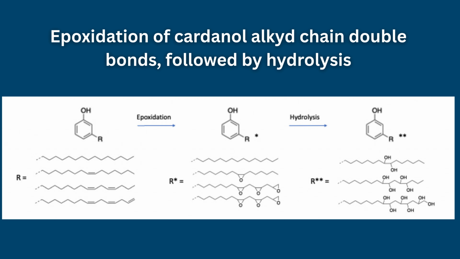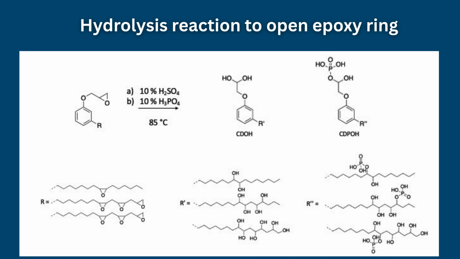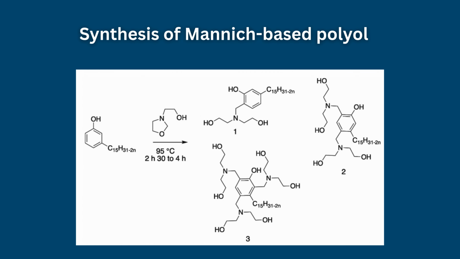Epoxidation of these double bonds using oxidizing agents such as peracids or hydrogen peroxide generates epoxide intermediates, which can subsequently be converted into polyols through ring opening reactions. These transformations can be carried out under acidic or basic conditions or through nucleophilic attack by amines or thiols. While epoxidation is a versatile method, challenges such as incomplete conversion and the handling of peroxide reagents must be carefully managed, particularly in large-scale applications. The aromatic ring of CNSL also serves as a reactive site for functionalization.